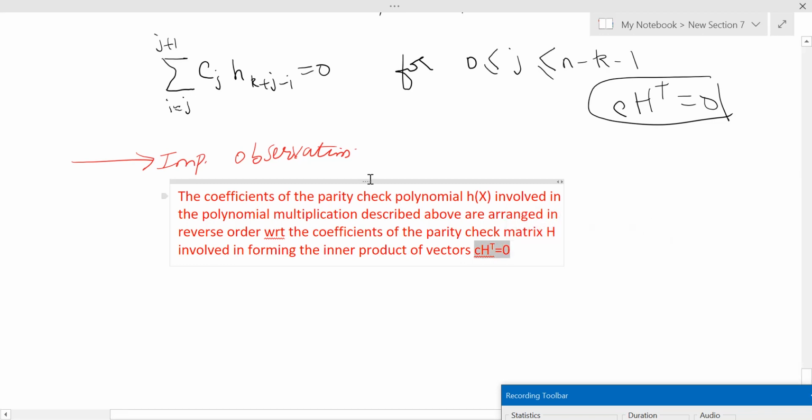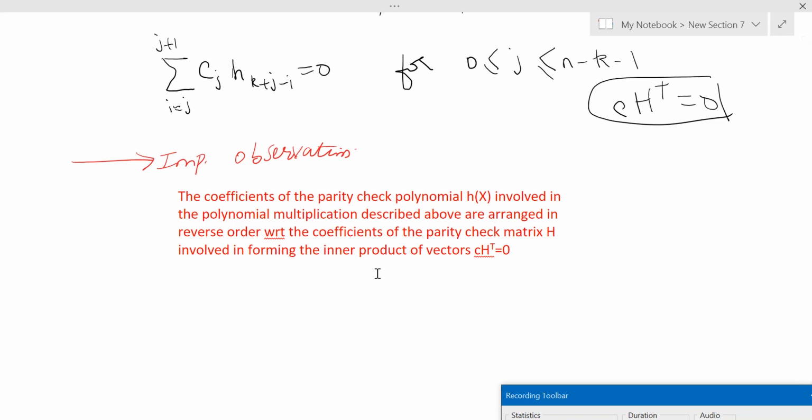So this relationship we know. You look at this relationship, you have here i equal to j plus 1, right? And then you have here k plus j minus i. So as i increases, j minus i will decrease. So hence c i gets multiplied reversely with h here, and it is equal to 0. If you compare this with this equation, c h transpose equal to 0, so the equivalent of h transpose is of the reverse order as compared to the coefficients of the parity check polynomial h of k plus j minus i.